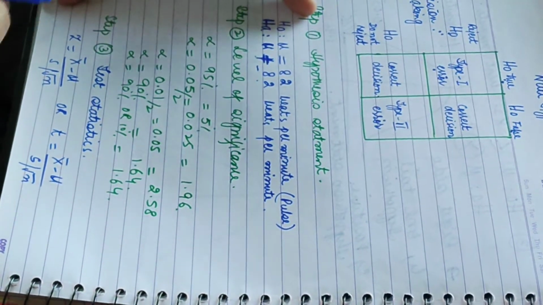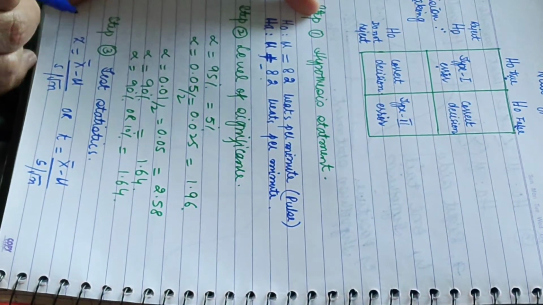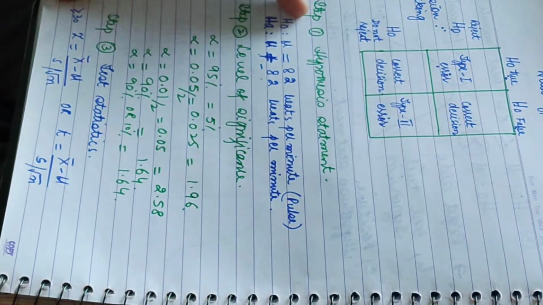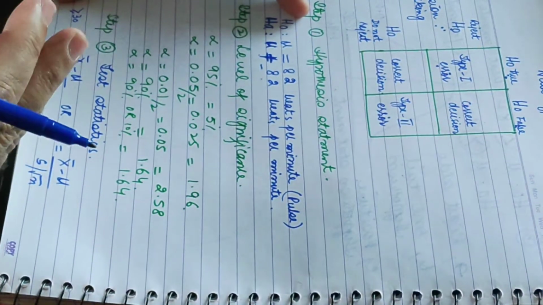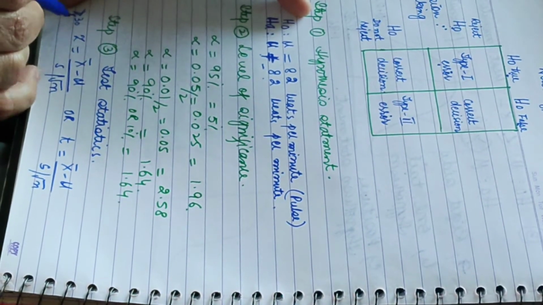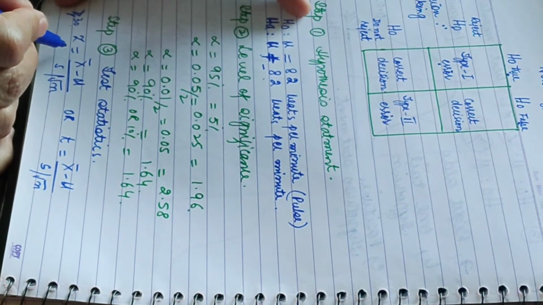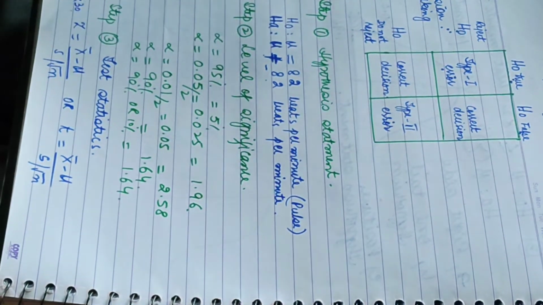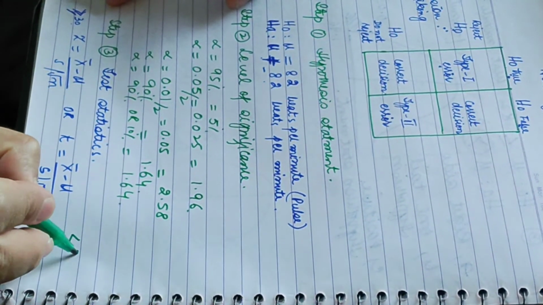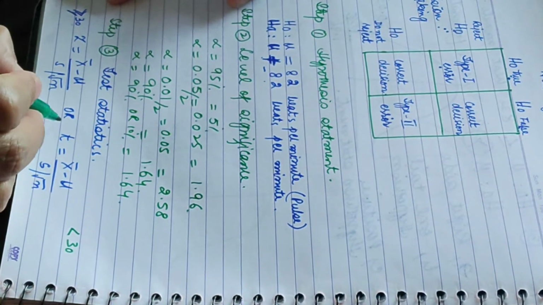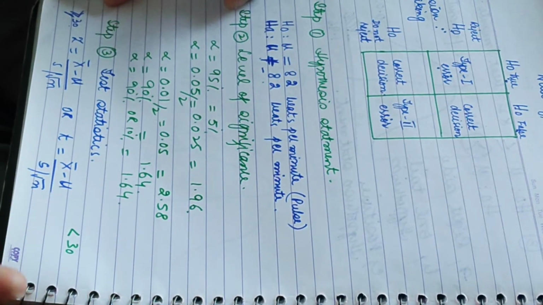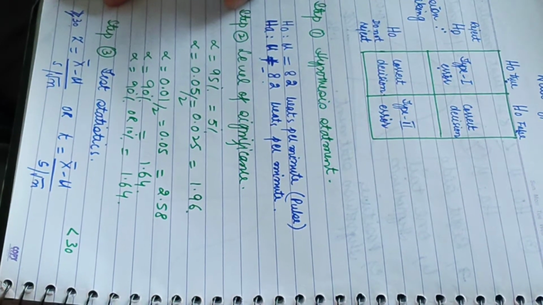If the sample size is equal to 30 or more than 30, then you will use the z-test. If the sample size is less than 30, then you will use the t-test. The t-test is actually called the student t-test.